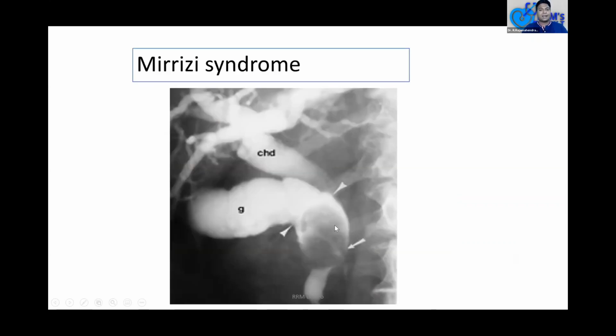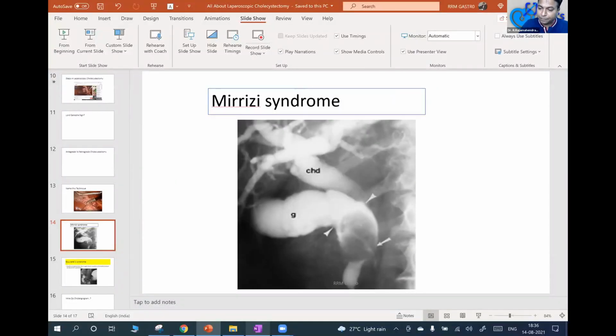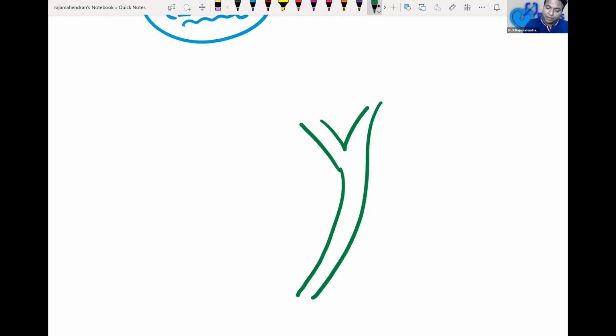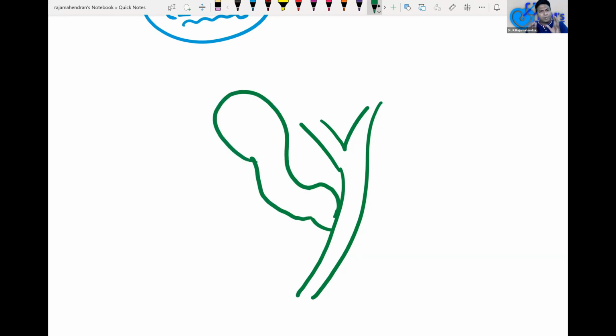So this is a very classical problem which we may get during surgery. This is nothing but Mirizzi syndrome. What is Mirizzi syndrome? As surgeons, we would like the Calot's triangle to be absolutely fine. But sometimes when we are doing the surgery, we will have so much difficulty in dissecting the Calot's triangle.